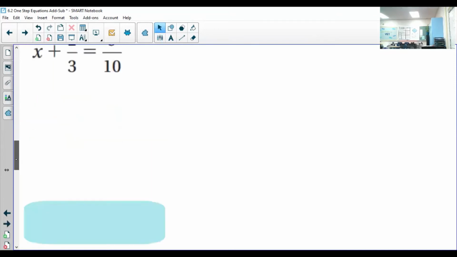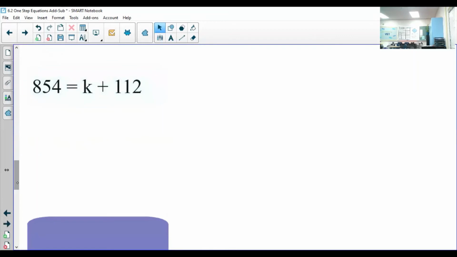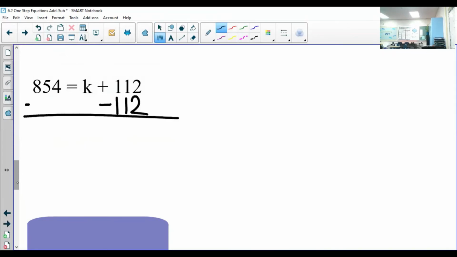Let's see, we're not gonna do, let's try this one here, a little bit bigger of a one, okay? We have 854 equals K plus 112. All right, the inverse of add is subtract. So I'm gonna subtract 112 on both sides. All I have left is K.